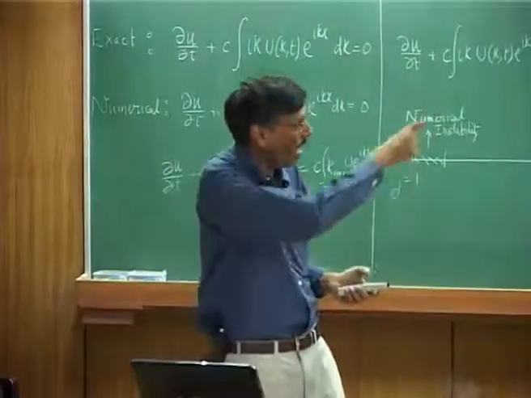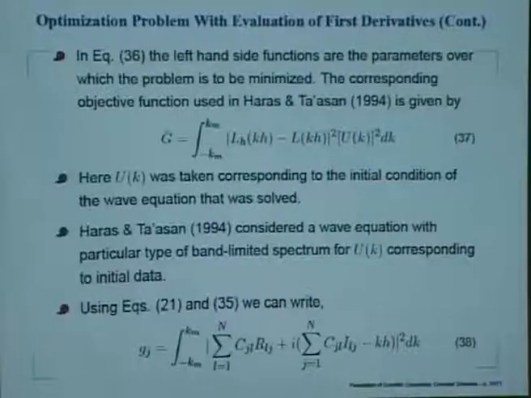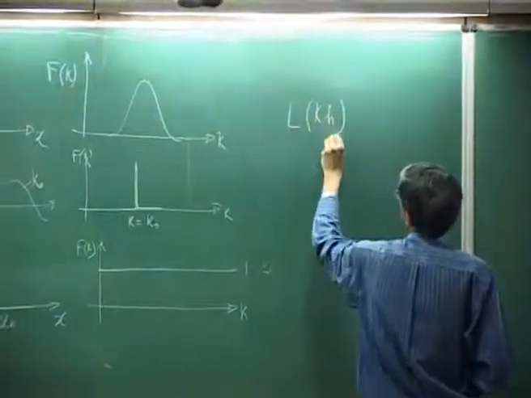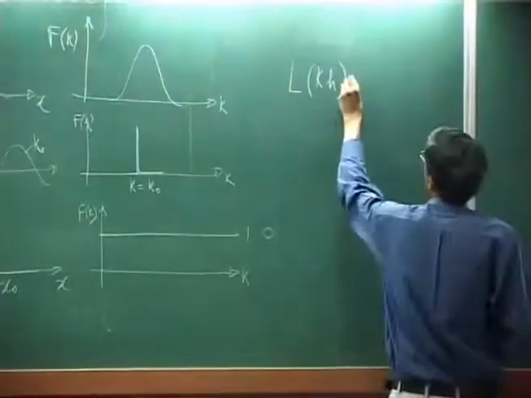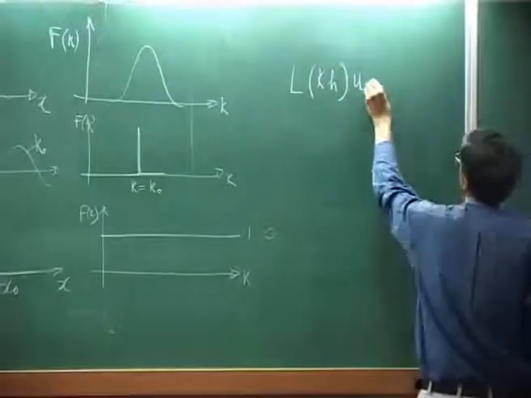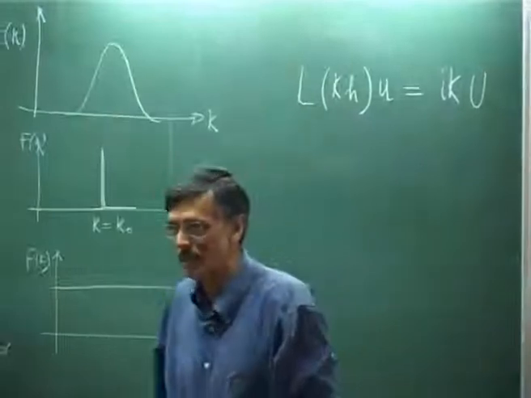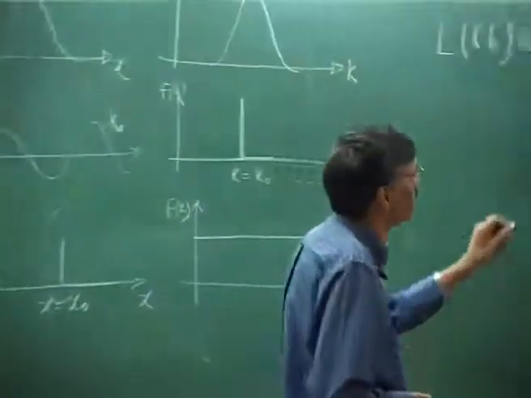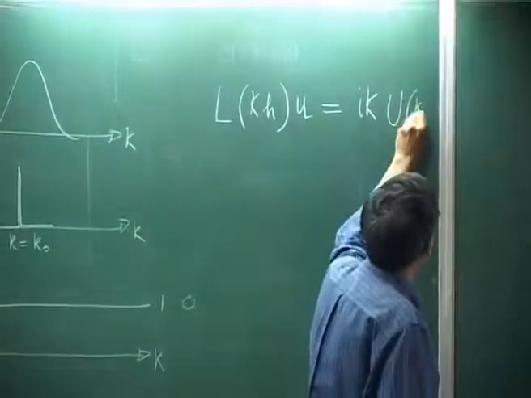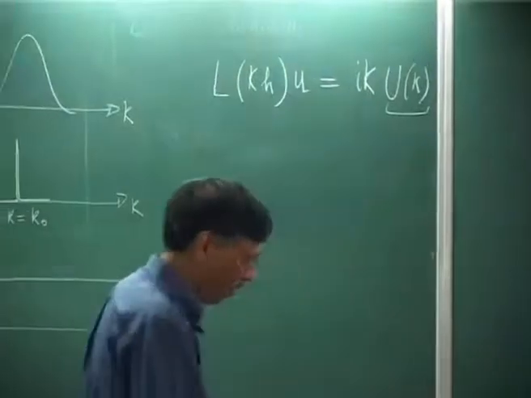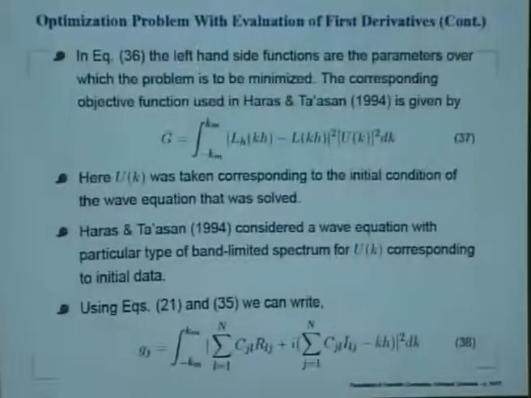Now, okay, so this is what I have been talking about. What you notice here is that if I am obtaining the first derivative, what is L of k going to be? It is operating on u, right? So, this gives me in k space I k U. That is our theoretical estimate of the derivative. For each k, all I need to do is take the transform and multiply by I k, and that is what we are going to substitute in equation 37 for L of kh. I will simply write it as I k.